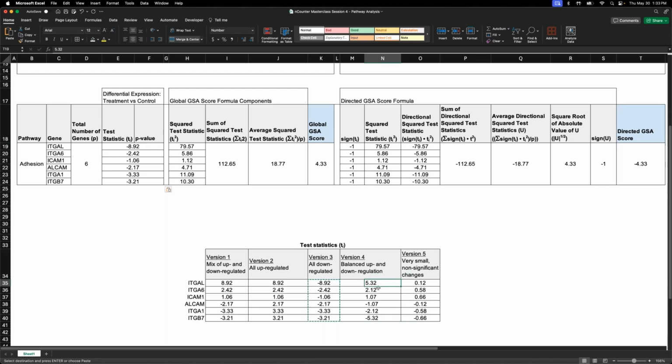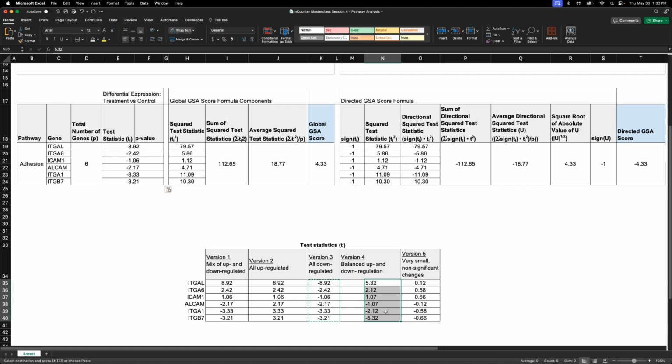Here's a scenario, which is quite interesting. What I did here, I had half of the genes upregulated, half of the genes downregulated, but they're perfectly balanced in that the upregulated genes are basically the opposite of the downregulated genes. So we have 5.32, 2.12, and 1.07. On the flip side, we have -5.32, -2.1, -2.12, and -1.07.